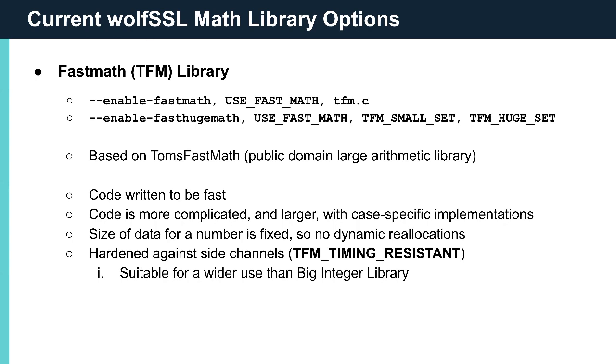The code here was written to be fast. It's definitely more complicated and larger in size than the original big integer library. It has a lot of case-specific implementations for different assembly areas or different areas of the math. The size of a data number is fixed, so it does reduce the dynamic memory reallocations a lot. It is hardened against side channel attacks using our TFM_TIMING_RESISTANT define. So in general, it's going to be suitable for more people than the first normal big integer library was.